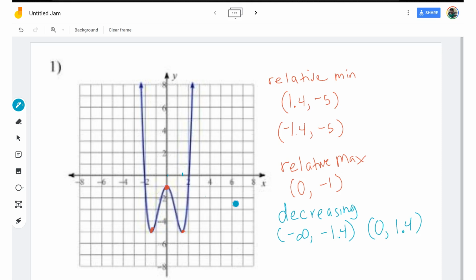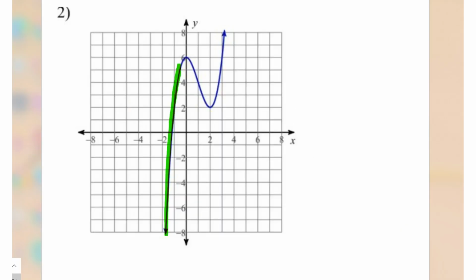Okay, so we've done relative min, relative max, and decreasing. Now we got to do increasing. And we notice in increasing, it starts increasing at -1.4, and it stops increasing at 0. And then it starts increasing again at 1.4 right here, and it goes on to infinity. That green part is increasing, and it stops right there. And then it picks up again up here, and it's increasing. So that green part is increasing. The decreasing part is the actual blue part that's right here.